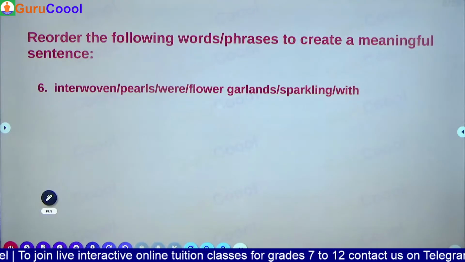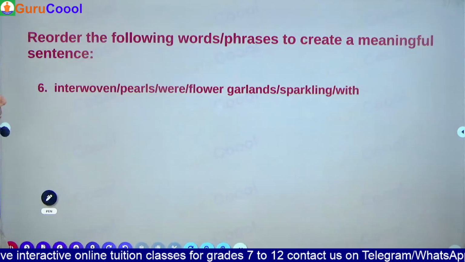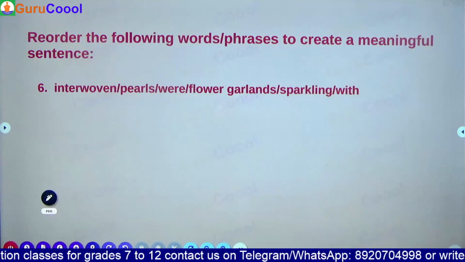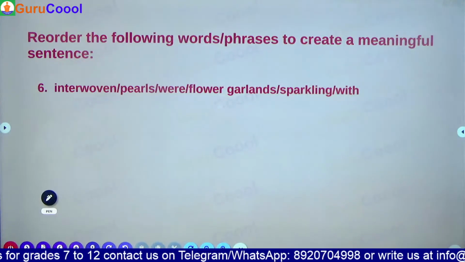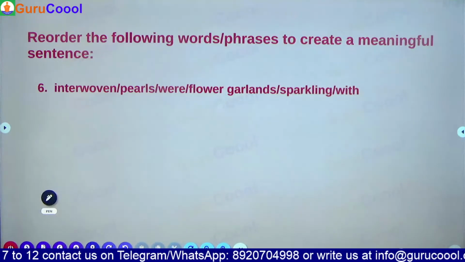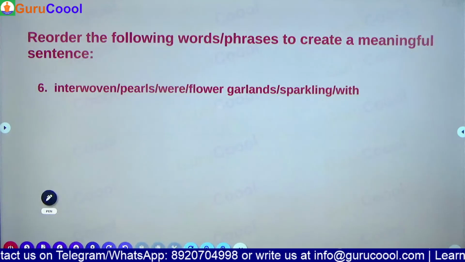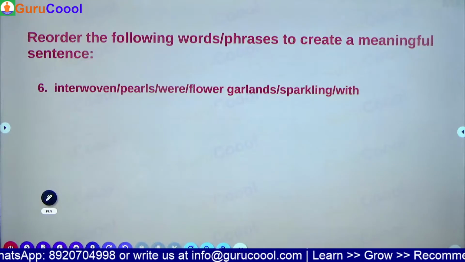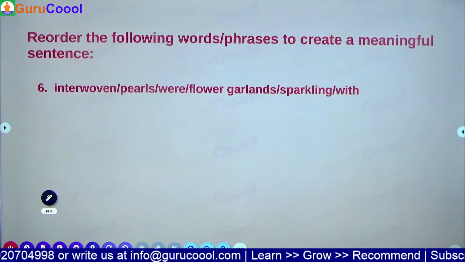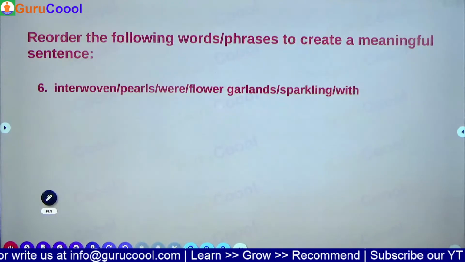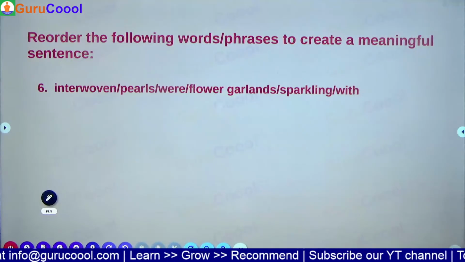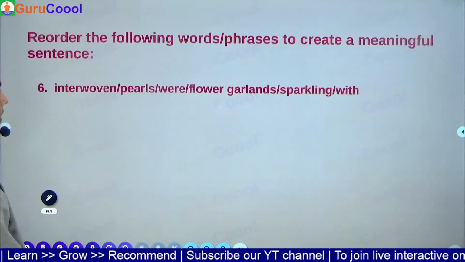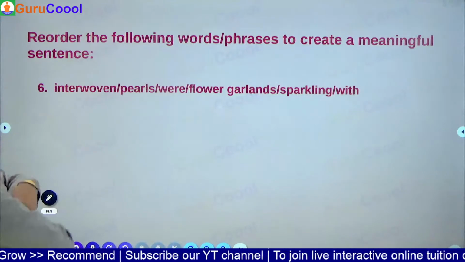Flower garlands were sparkling with interwoven pearls. Okay. Apurv: Flower garlands sparkling with interwoven pearls. Anyone else? Who else? No one? Okay.